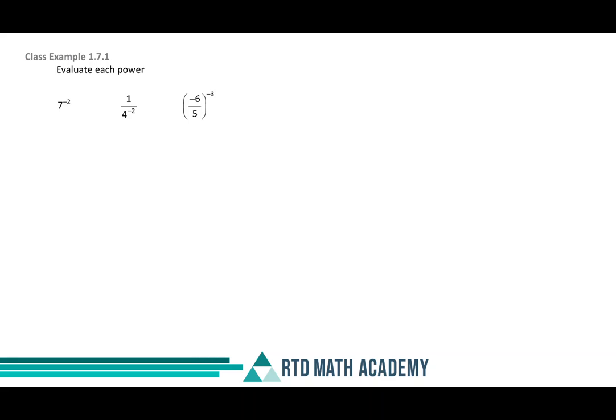Class example 1.7.1, evaluate each power. So if we have any base raised to the power of a negative exponent, whatever that negative exponent happens to be, it could be rational, it could be a whole number, it could be anything it likes, it does not change the base. The base stays the same. It simply changes its location. So no negative sign anymore.